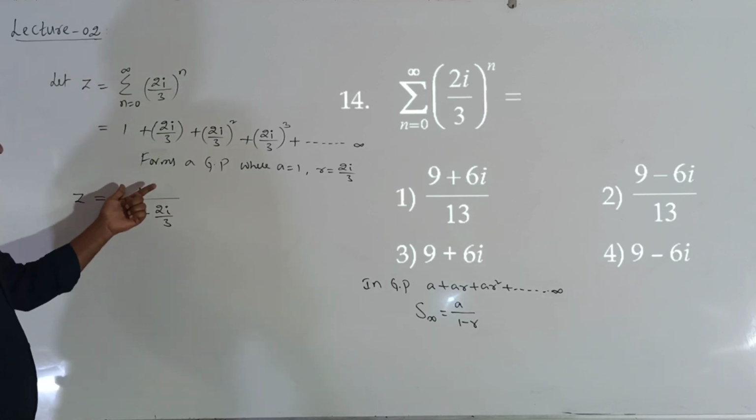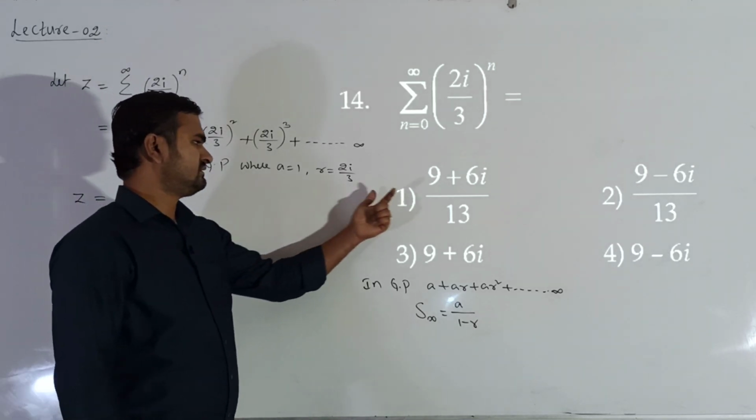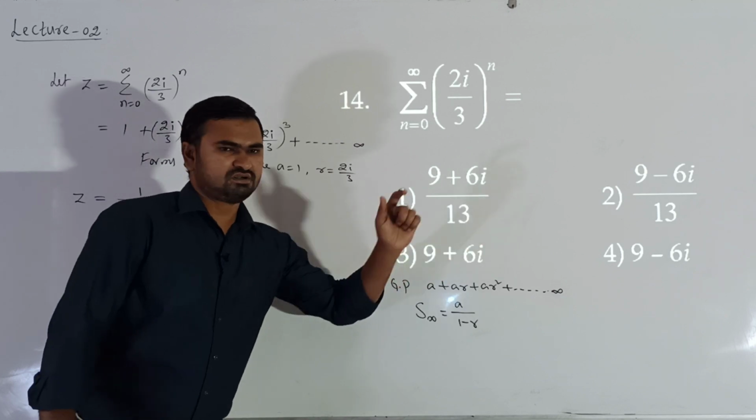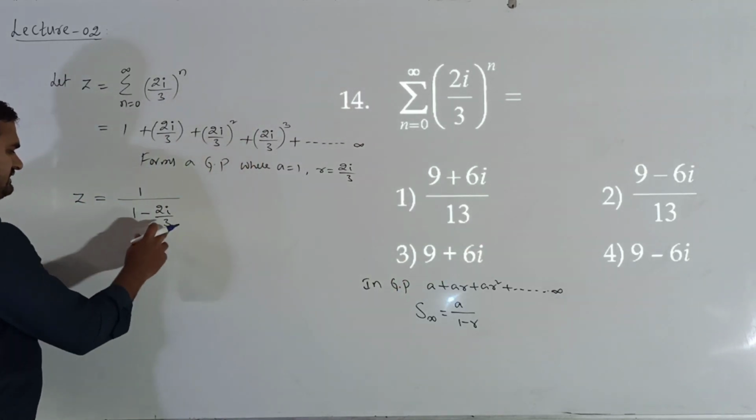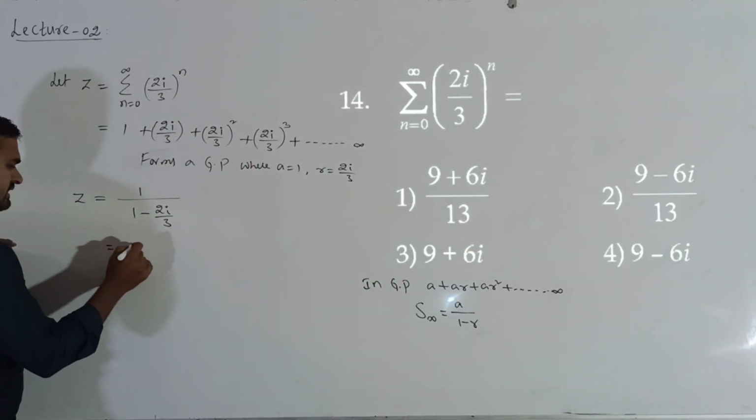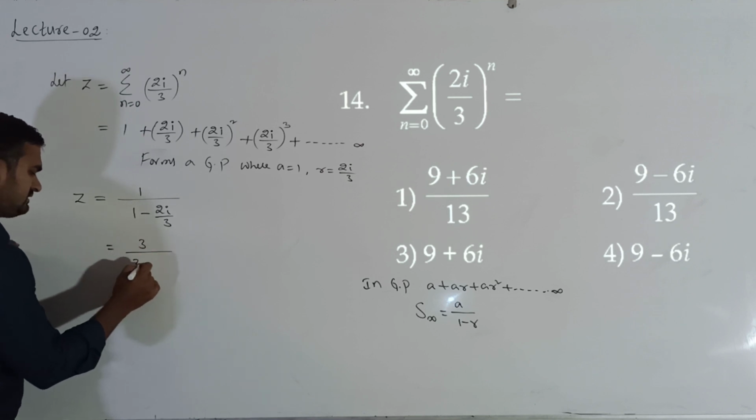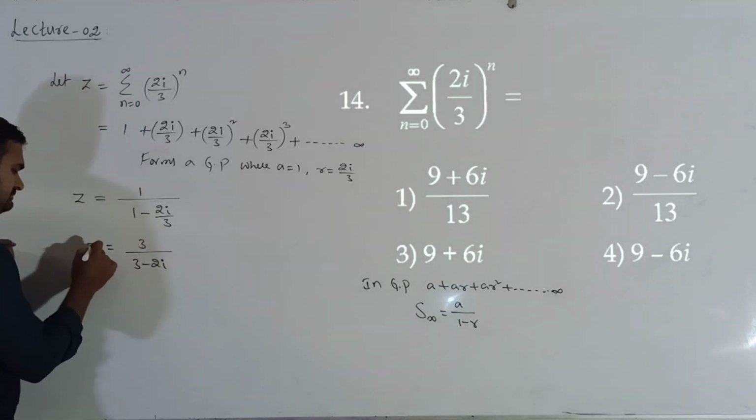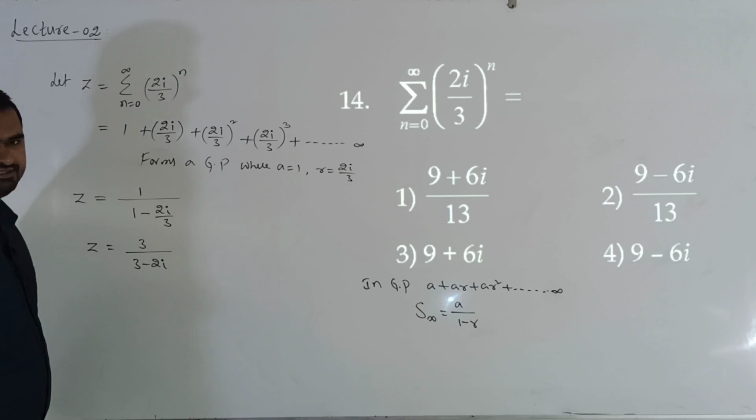So the answer should be like this, 1 by 1 minus 2i by 3. But the options are not like this. So we have to simplify this, take LCM, 3 will come to the numerator, 3 minus 2i. Still the options are not like this.